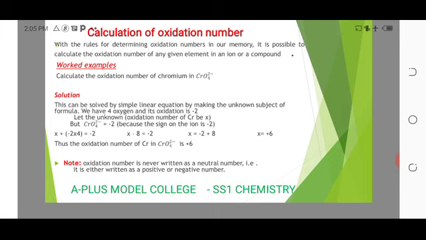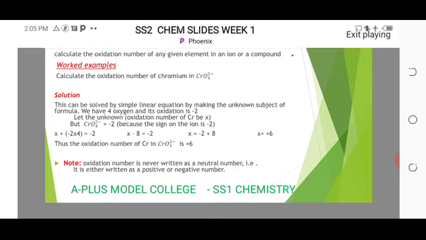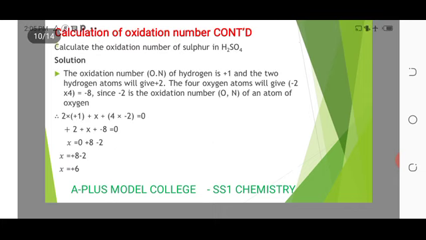So the oxidation number is never written as a neutral number. We must write the oxidation number as either positive or negative. Look at what I wrote there, +6. I didn't write just an ordinary 6. You must put a sign, whether it is a plus or negative. You don't just write it like 6 or 7 or something. You must put a sign.